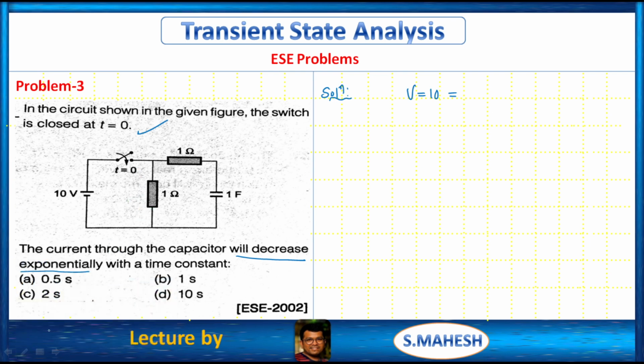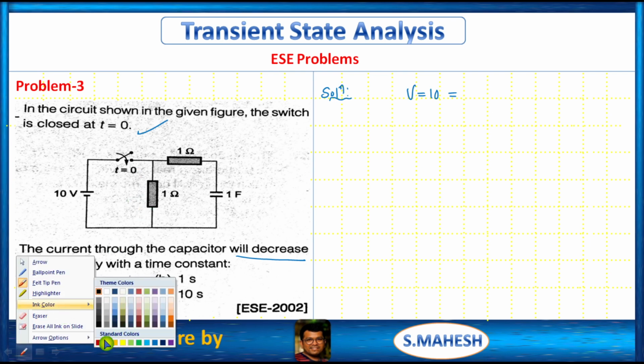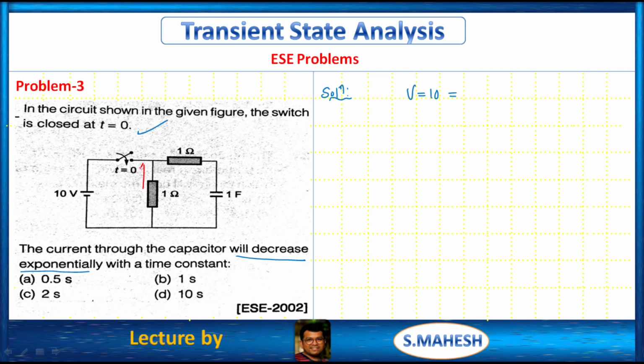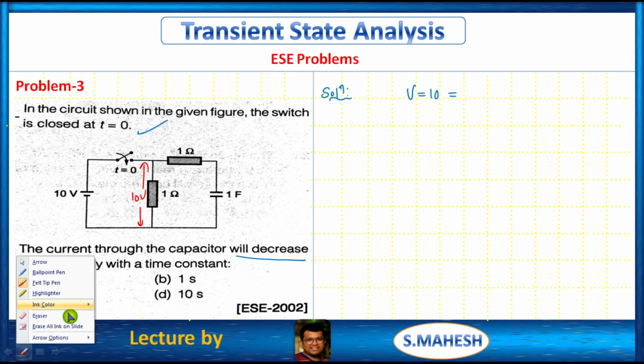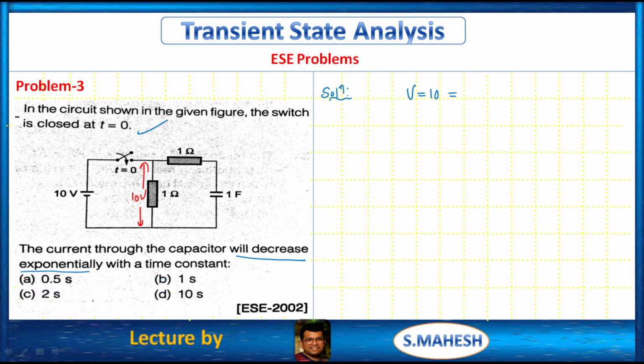When the switch is closed, the voltage across this branch is 10 volts, right? 10 volts. Therefore, 10 is equal to, this is the current, right? Let us say I into 1, that is I, plus 1 by C integral of I dt. That's it.